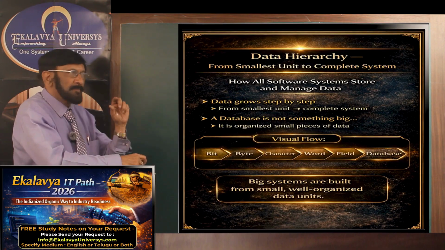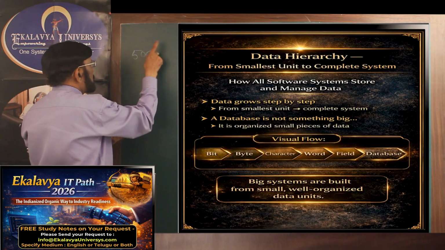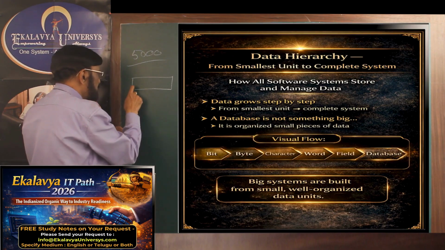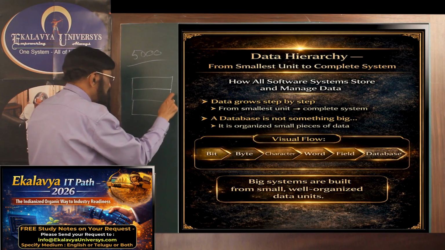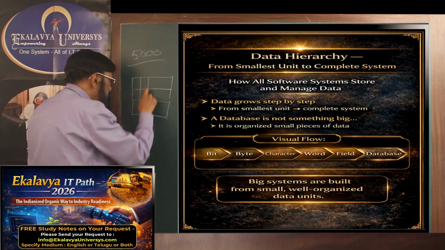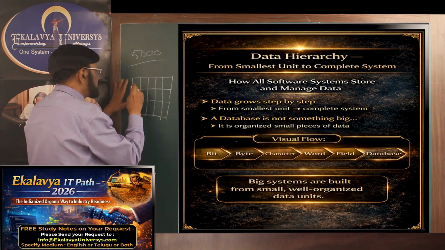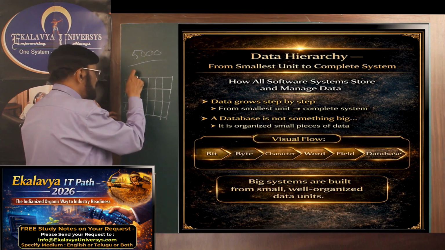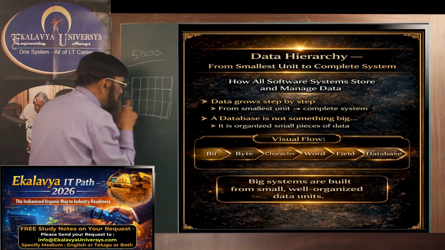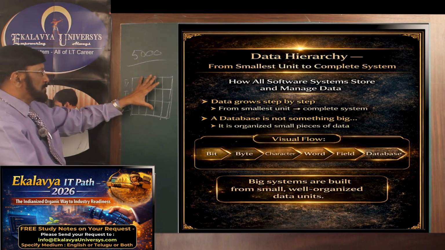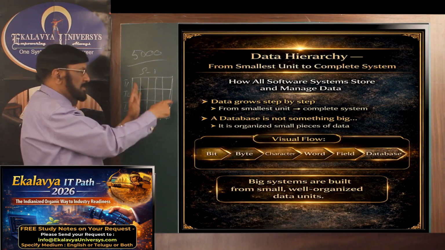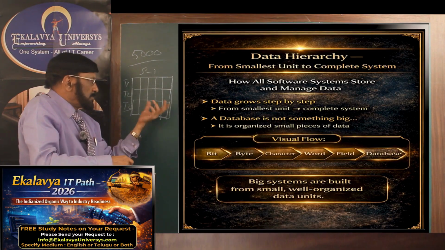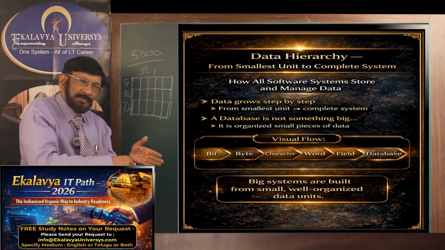Actually, in a college, 5,000 students are there. Each student is having 3 terms, and each term is having 5 papers. This is term 1, this is term 2, term 3. This is well organized in a table. Now a student's marks are stored in this table. There are 5,000 students. 5,000 into 15, that is 75,000 data items.